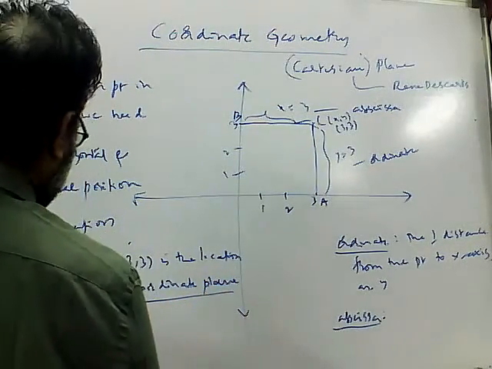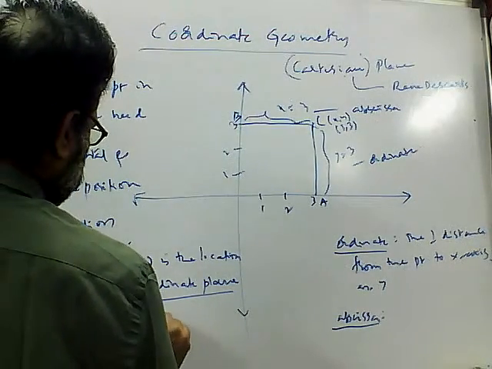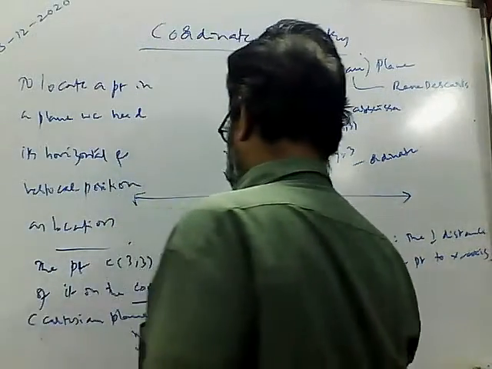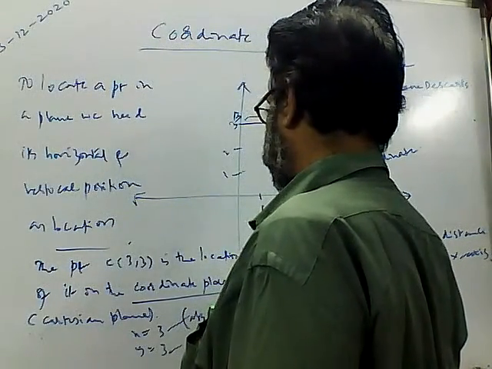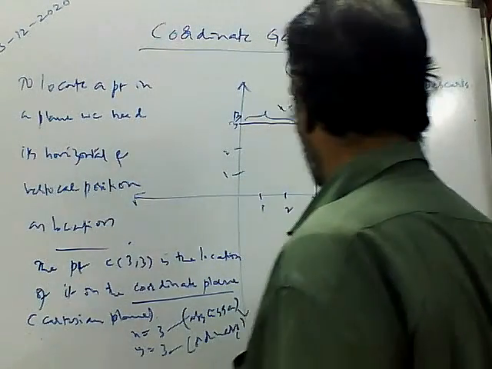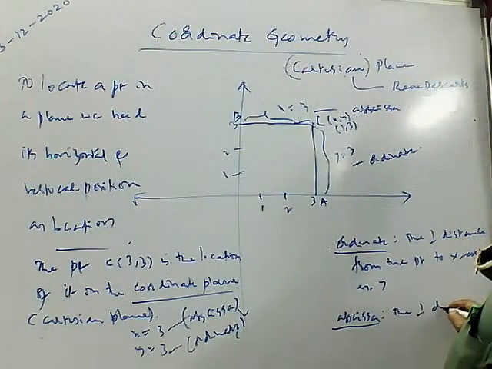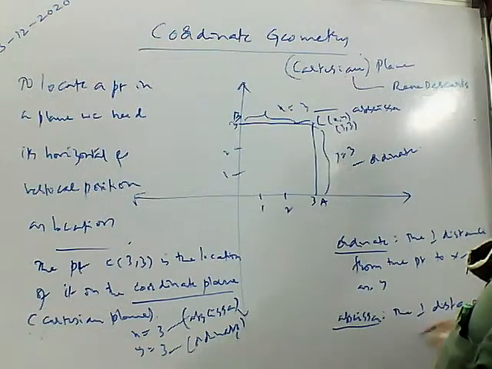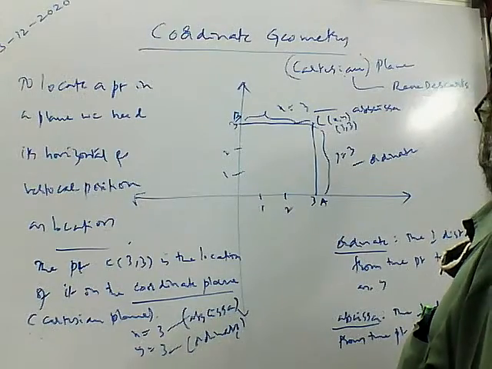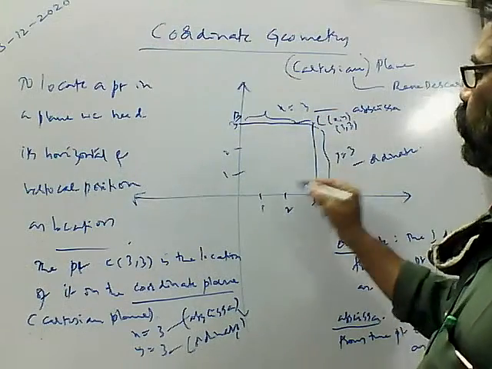What is the other name for coordinate plane or Cartesian plane? x is equal to 3, y is equal to 3. So abscissa and ordinate. Ordinate is the perpendicular distance from the point to the x-axis as y. Abscissa is the perpendicular distance from the point to the y-axis as x. So here x is equal to 3, y is equal to 3.